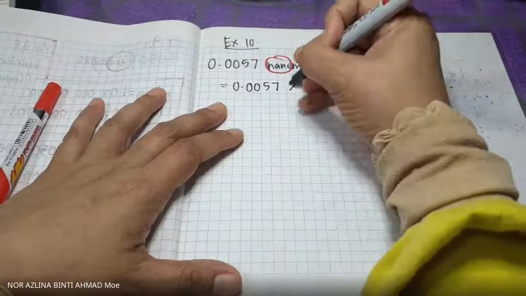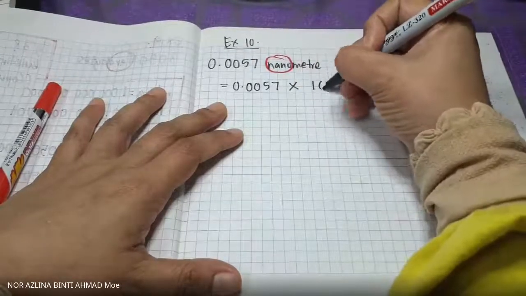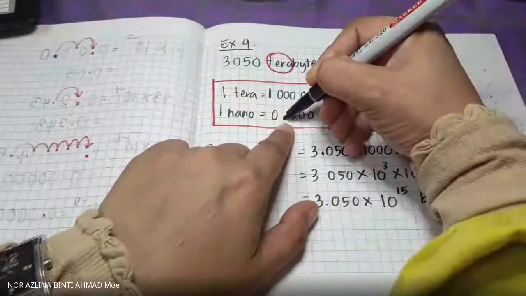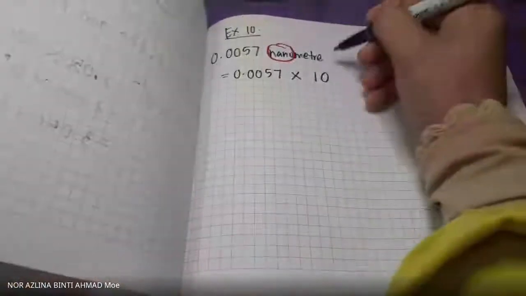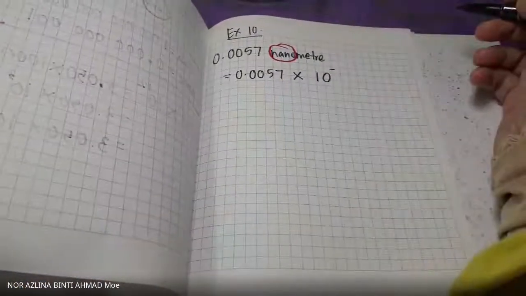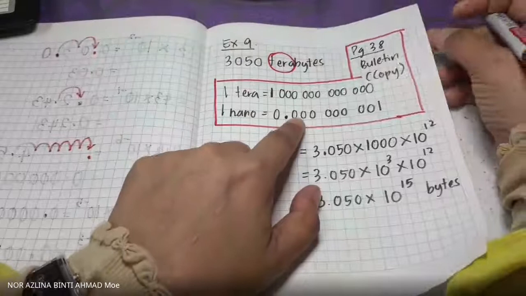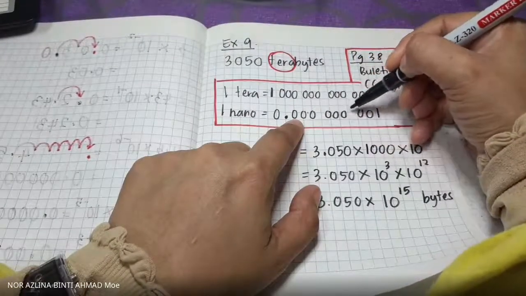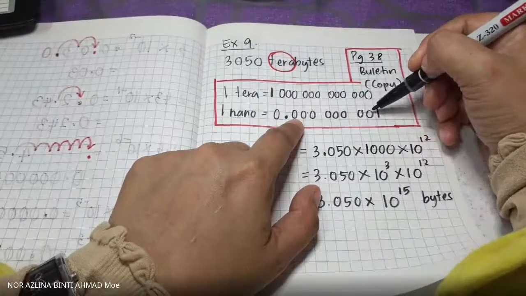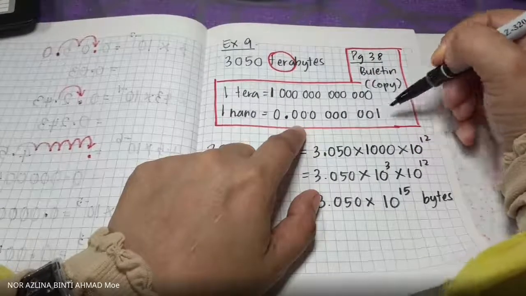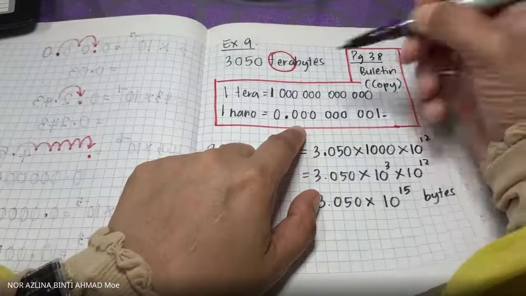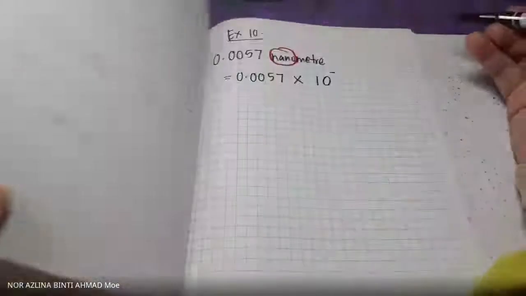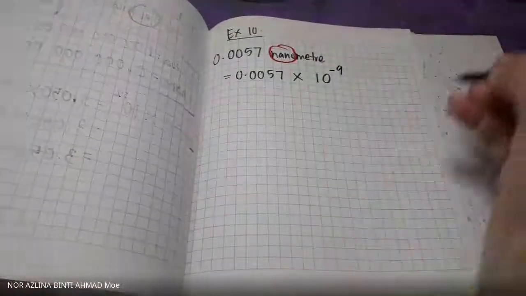0.0057 nano. So multiply 10 to the power of nano, because this is decimal. When decimal, the indices will be negative. Okay, so negative. How many zeros? 1, 2, 3, 4, 5, 6, 7, 8, 9. So we move the decimal until here, until we get 1. So 1, 2, 3, 4, 5, 6, 7, 8, 9. So this is 10 to the power of negative 9.